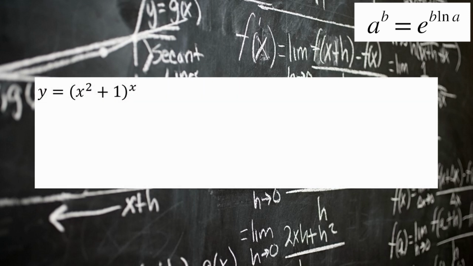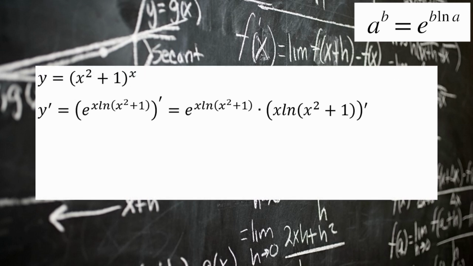Here we've got our last example. x to the power of 2 plus 1 in brackets to the power of x. In this case, a would be the whole bracket, so x to the power of 2 plus 1, and b would be x.